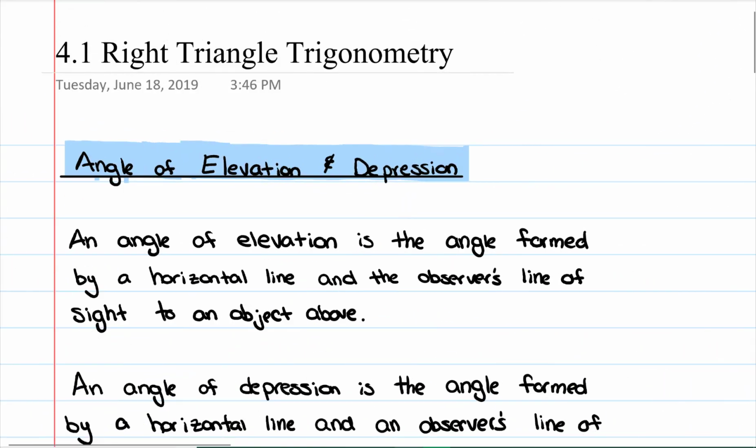In this video, we're going to talk about the angle of elevation and the angle of depression. An angle of elevation is the angle formed by the horizontal line and the observer's line of sight to an object above. So that means there's some little dude right here, and he's looking at something up here, and he looks up like this. So the angle of elevation is the angle that he has to look up at.